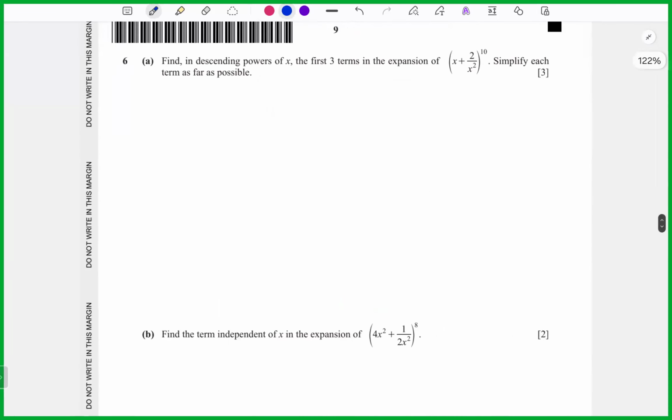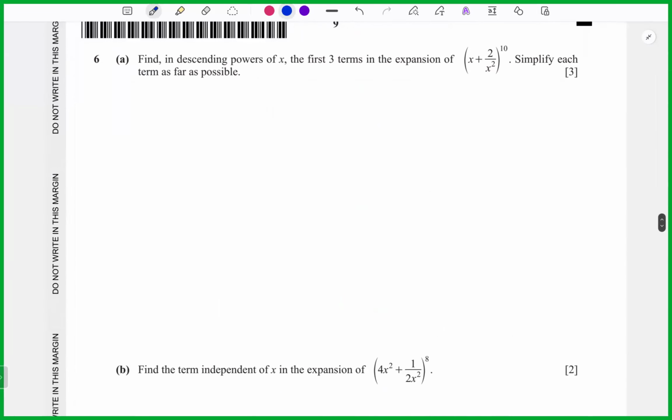Okay, let's try going to question 6. Find the descending powers of x. Be careful with this sentence, because the past paper questions they always ask for ascending powers, right? So please be careful. You need to start with the maximum power, x power 10 first, not x power 1 or x power 2 first. The first three terms in the expansion of (x plus 2 over x squared) power 10, simplify each term as far as possible.